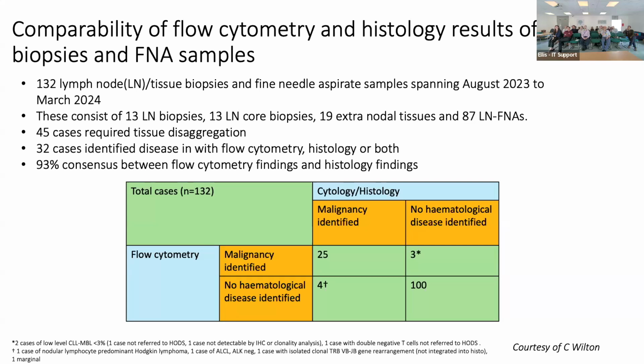And in the cases where there was a discrepancy, i.e. flow didn't find the disease and they did find it by histology, they were specific to the types of Hodgkin lymphoma. We don't really see those by flow cytometry, but we do the touch preps. We can actually look at the cells, but we wouldn't expect to find any atypical findings in there.